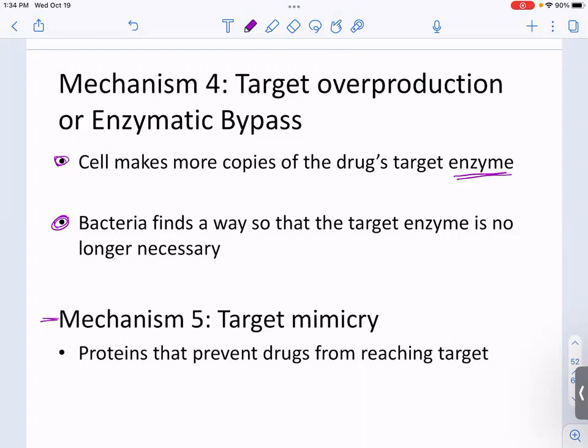sometimes the bacteria can make proteins that actually prevent the drug from reaching the target. So mimicry, it's mimicking the target in a way to basically distract the antibiotic from binding to the true target. Okay, so that gets a little bit complicated.